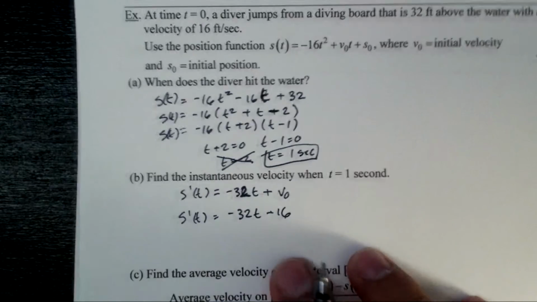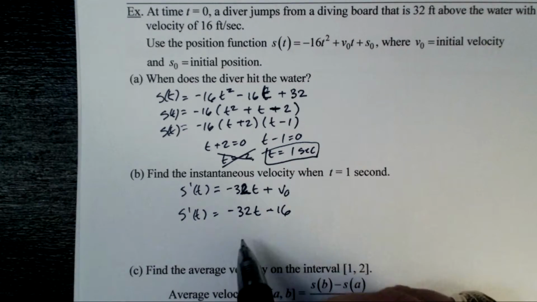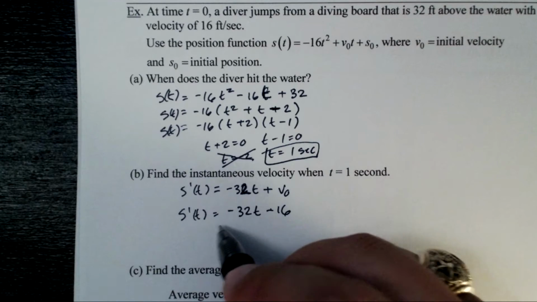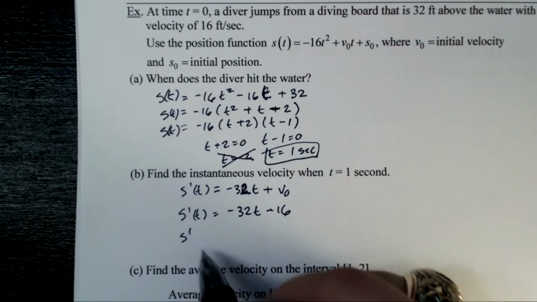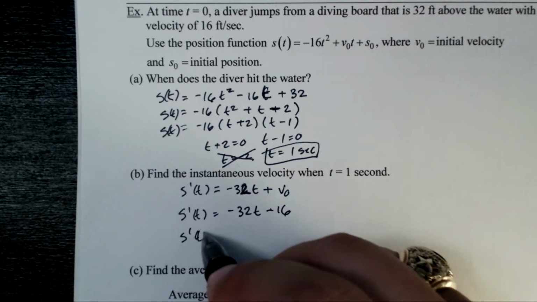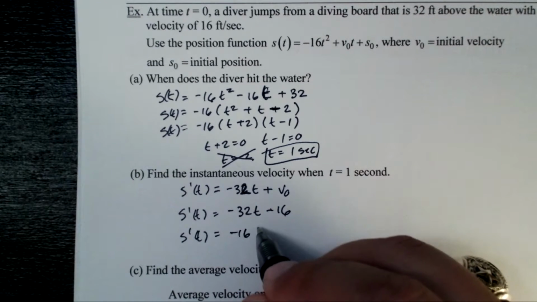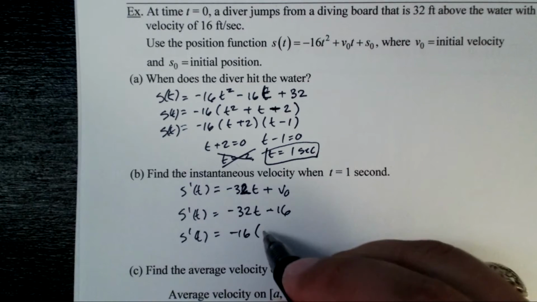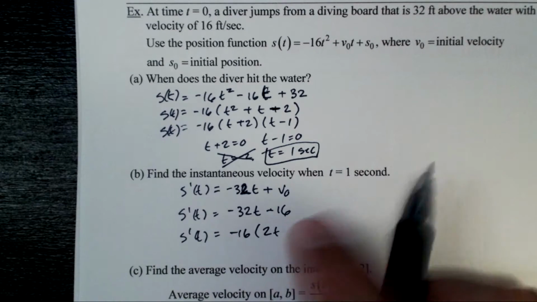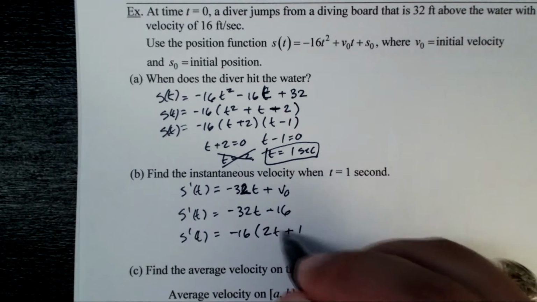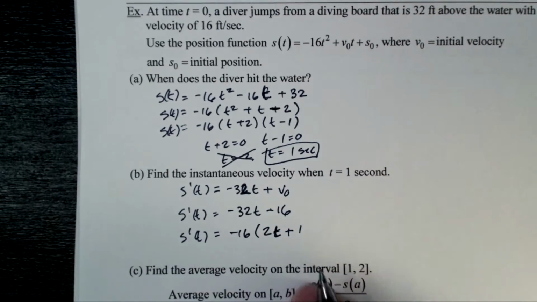Then if you really wanted to, which will make things look a little nicer, let's factor out a negative 16 just for funsies. So negative 16, what are we left with? We're left with 2t plus 1.